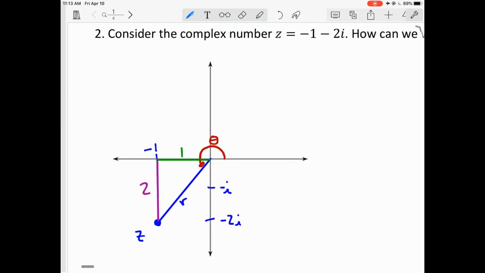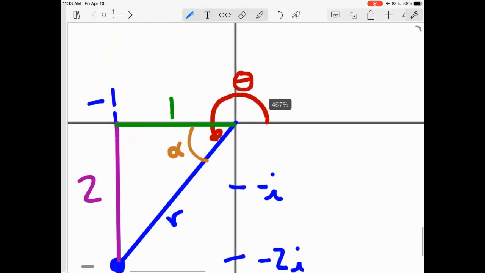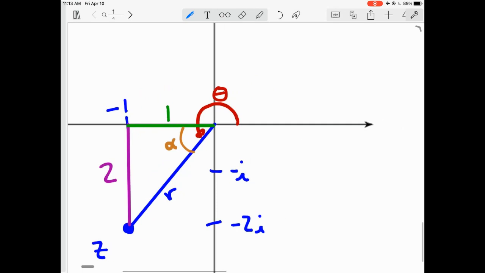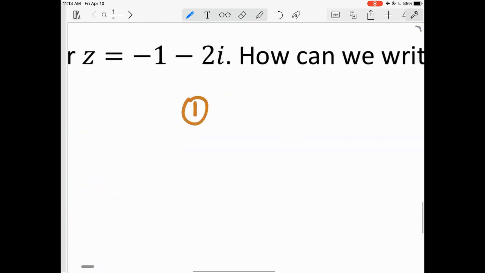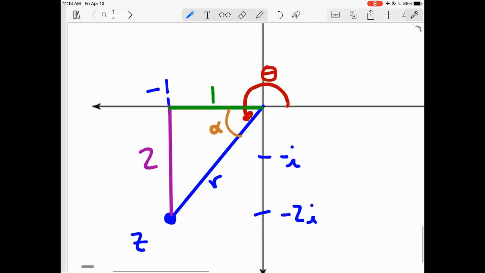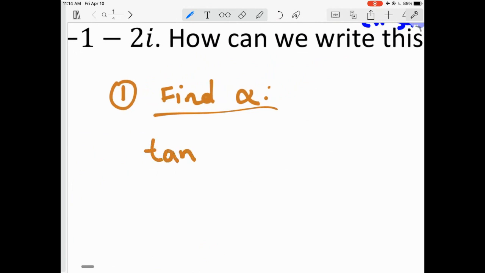All right, so first thing, we need to figure out something about the angle. This angle in here is not theta. That again is our angle we're calling alpha. Notice that theta is a little more than 180 degrees. We'll get to that in a second. So first thing, we want to find alpha. That'll be our first step. Find alpha. Well, to find alpha, what we know about this triangle is the opposite side and the adjacent side. So the trig ratio that's useful here would be tangent. Tangent alpha is equal to 2 over 1.